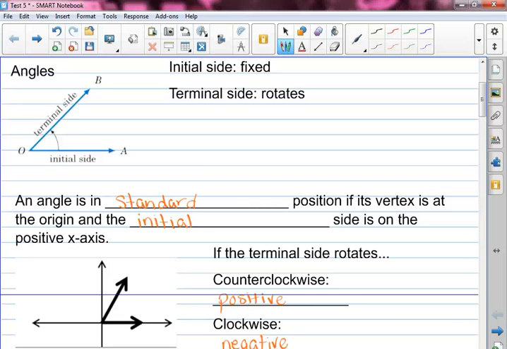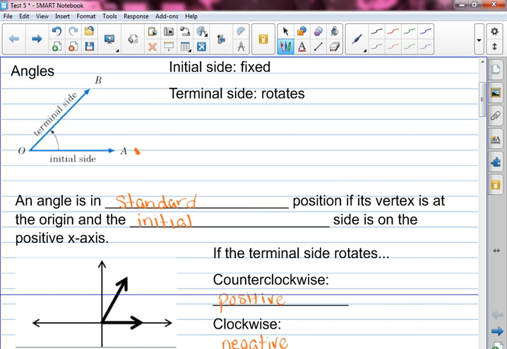Today's lesson is on angles. First, you need to know the general form of an angle. The initial side is fixed and the terminal side rotates. So if you're looking at this angle right here, the initial side starts and then it opens, so it's rotating. Terminal means end. If you know someone who's terminally ill, they're usually at the end of their life. Really sad, but that's what terminal means.